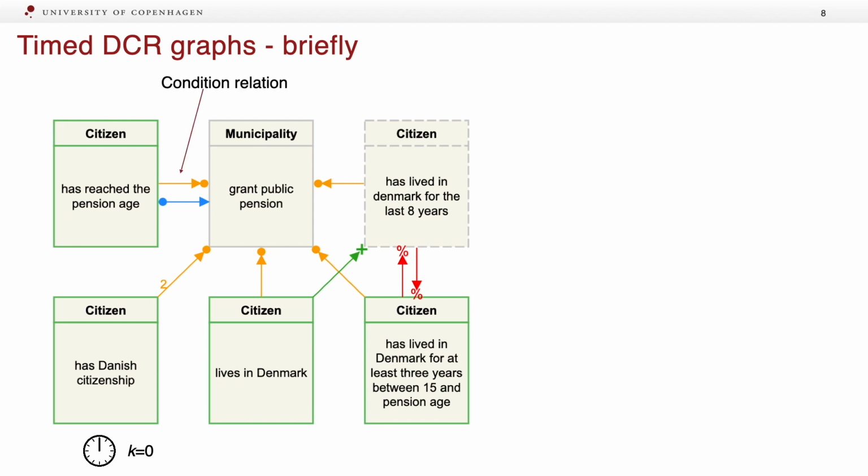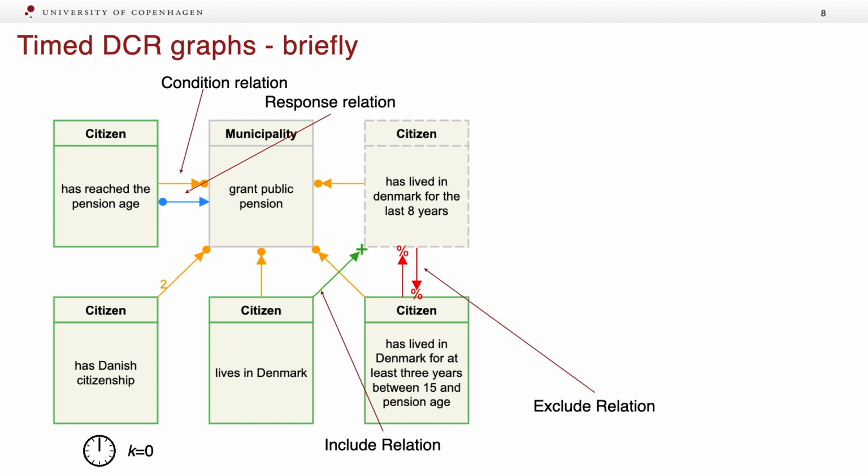In this case, a condition relation grants rights to other events to be executed. So just reading the first condition, it would say that once the citizen has reached a pension age, then the municipality may grant a public pension. Moreover, there are also response relations that impose obligations for events to happen. In this case, if the citizen has reached the pension age, then the municipality must grant public pension.